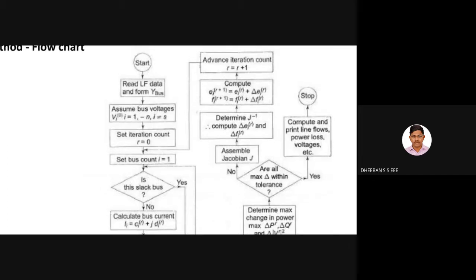Okay, if the tolerance is satisfied, then you can conclude that the voltage values we have found, and the power losses del P and del Q we are getting, are the optimal best solution.